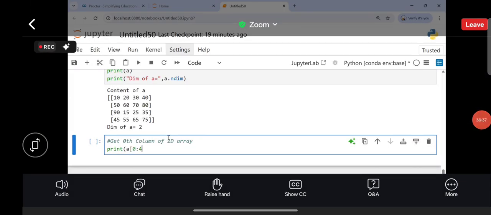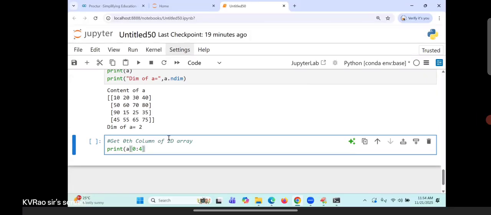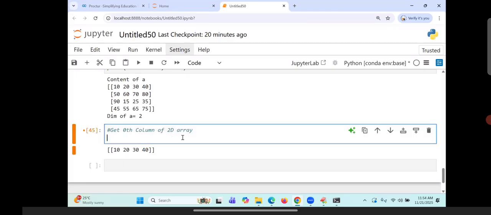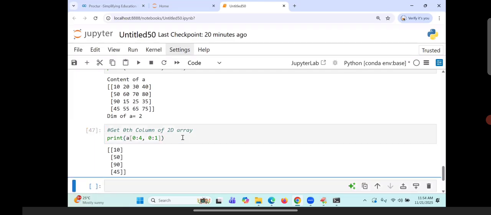A of 0 colon 4, comma 0 colon 1. Very good. I will write it: 0 colon 4, next 0 colon 1. So that will give you the data like this. Are you getting or not? 10, 20, 30, 40. Print of A of 0 colon 4, comma 0 colon 1. Am I getting it or not?